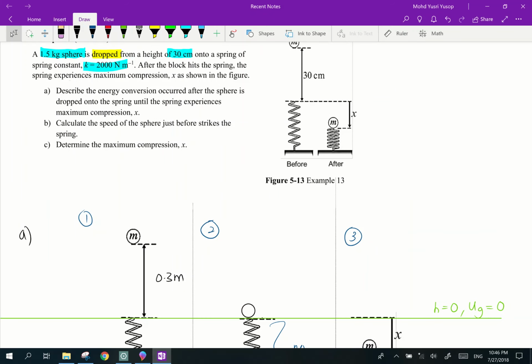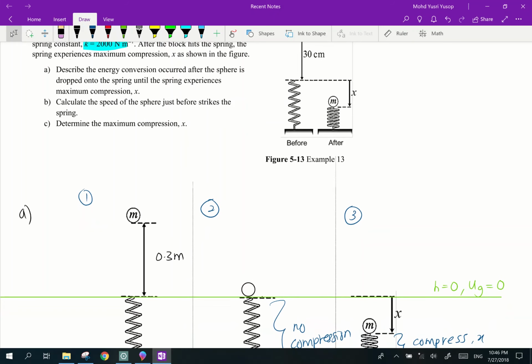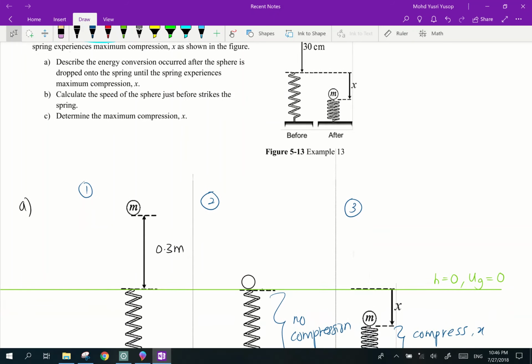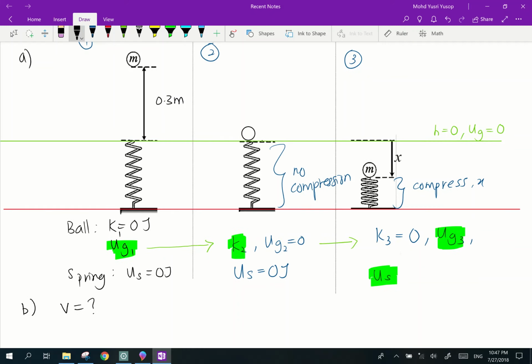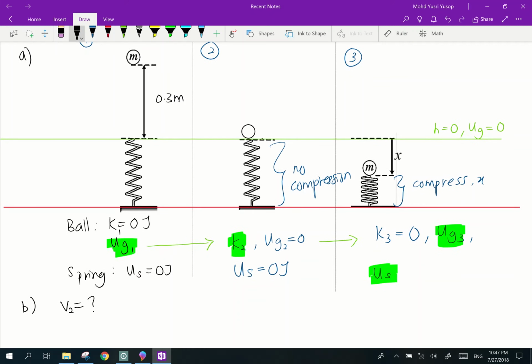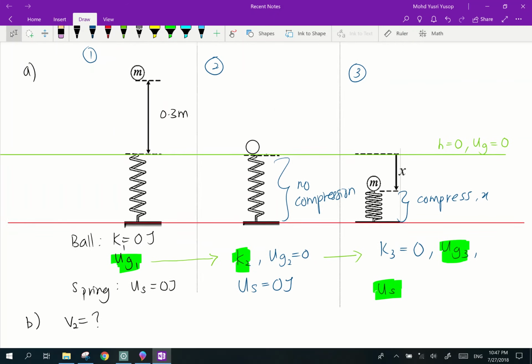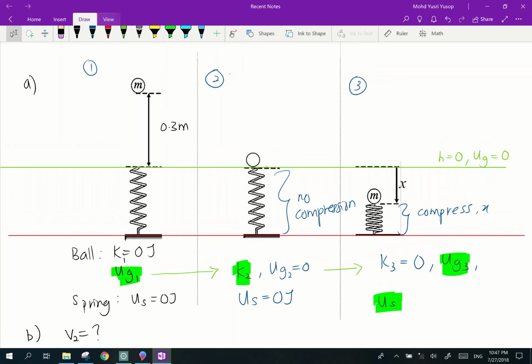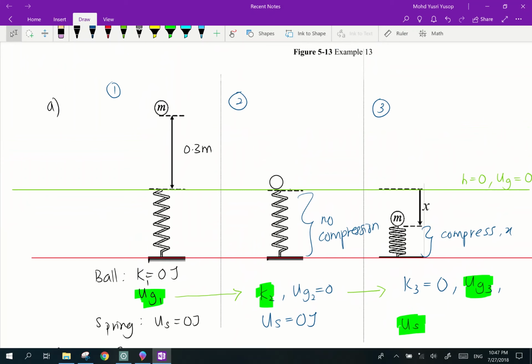So, soalan B. Calculate the speed of the sphere just before it strikes the spring. So, soalan yang kedua, B. Soalan mahu kita cari velocity of the speed of the sphere at point 2. Okay, so dalam gambar nombor 2. So, kita kena pilih initial point dan juga final point. For this question, naturally, kita akan pilih point yang pertama sebagai initial point.